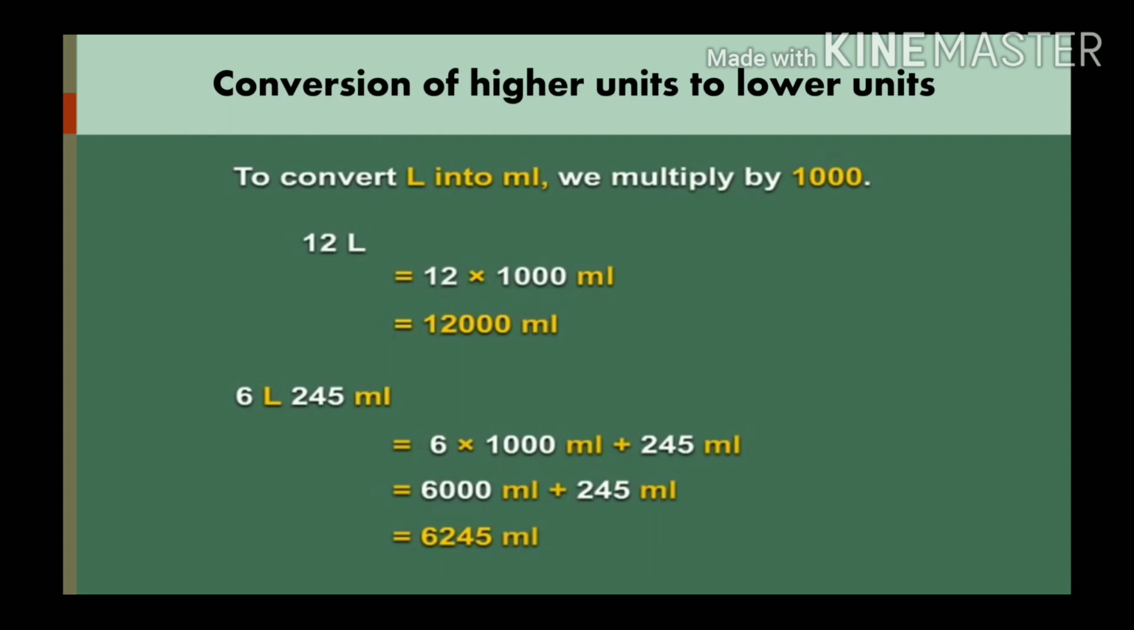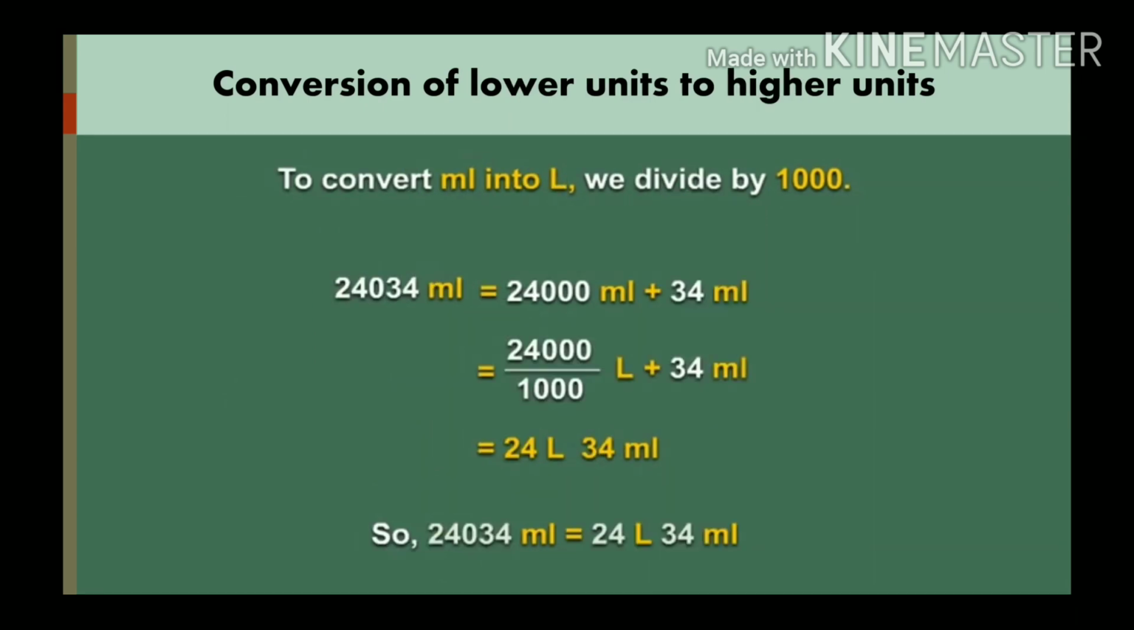So what is the milliliter part? 245. So we have to add 6000 milliliter plus 245 milliliter. So we'll get 6245 milliliter. Therefore, 6 liter 245 milliliter is converted into 6245 milliliters. Students, hope you have understood the second example.